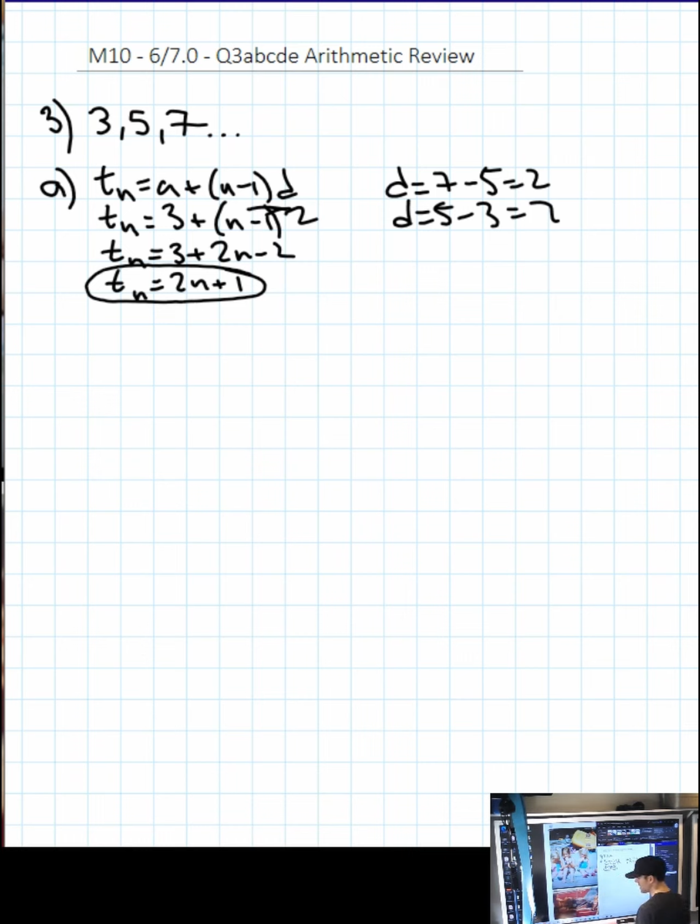Every term is Tn. Term 1 is Tn, where n is 1. Term 2 is Tn, where n is 2. So that is what's called the general term because it allows us to solve for every single term.